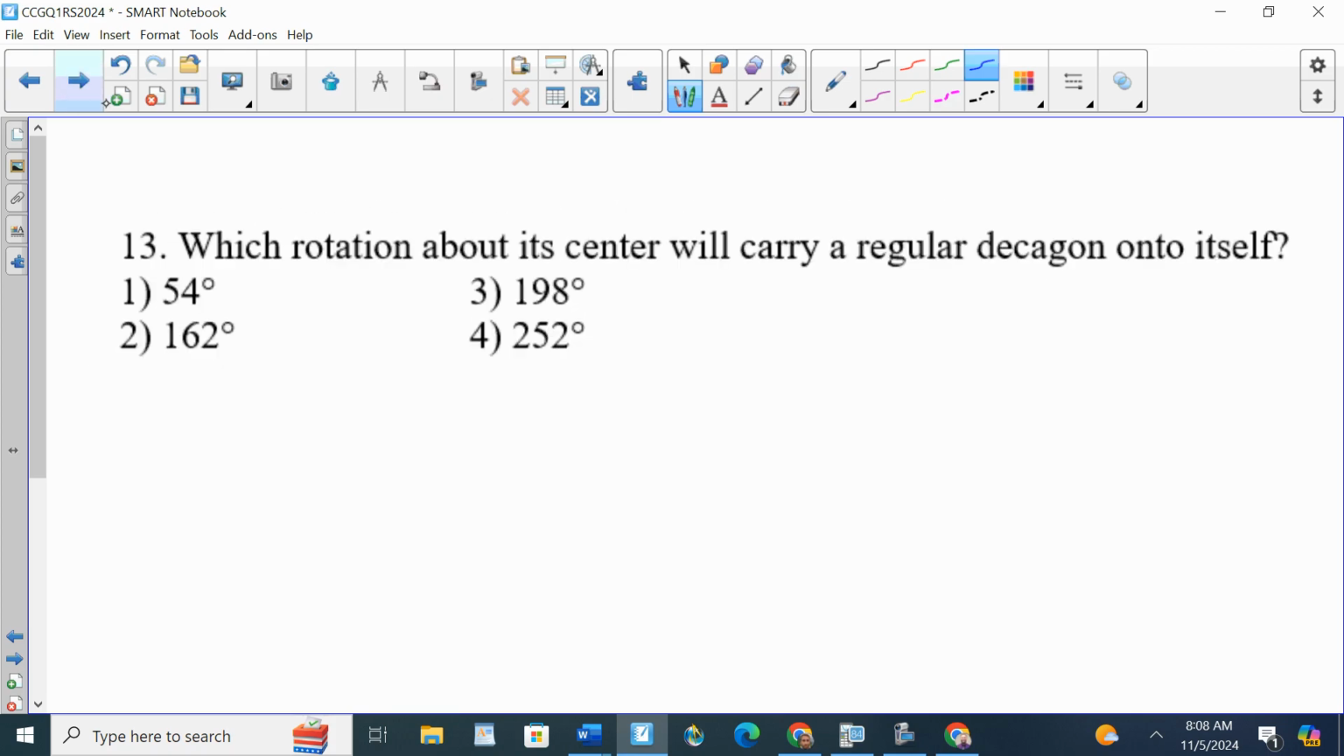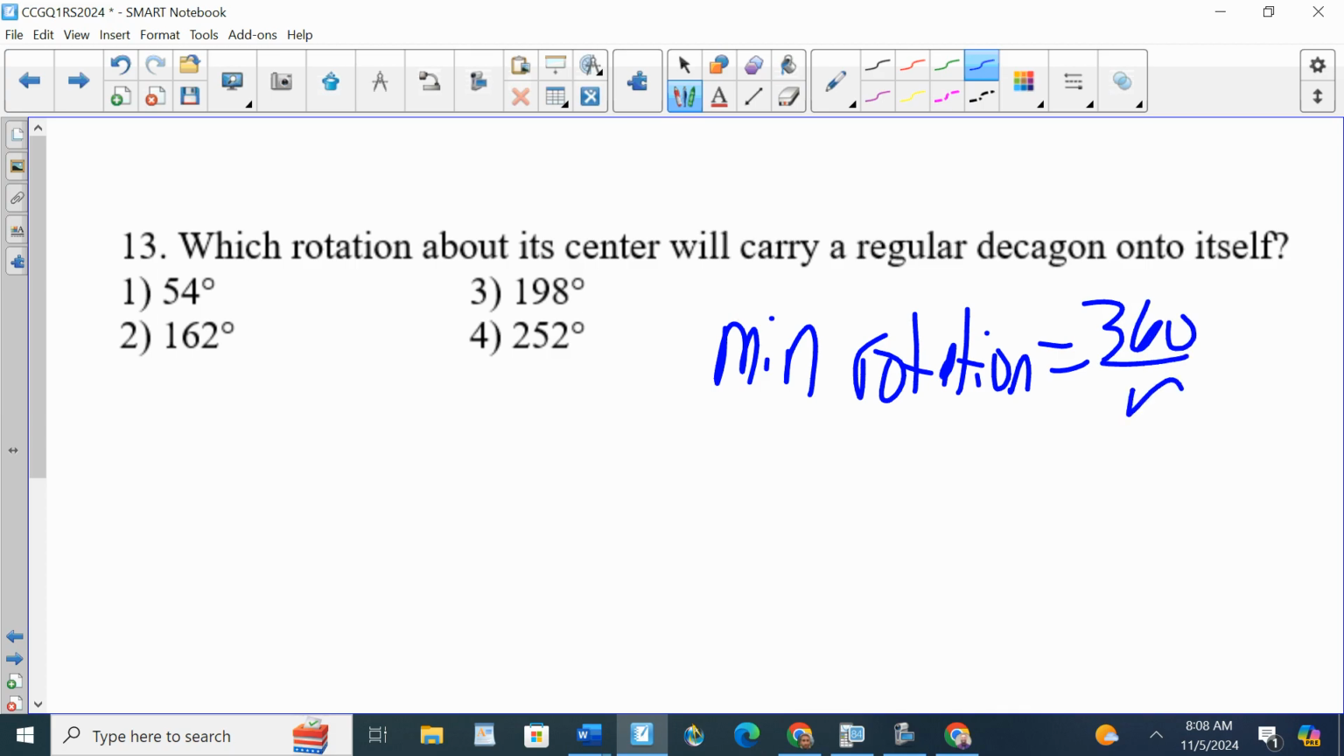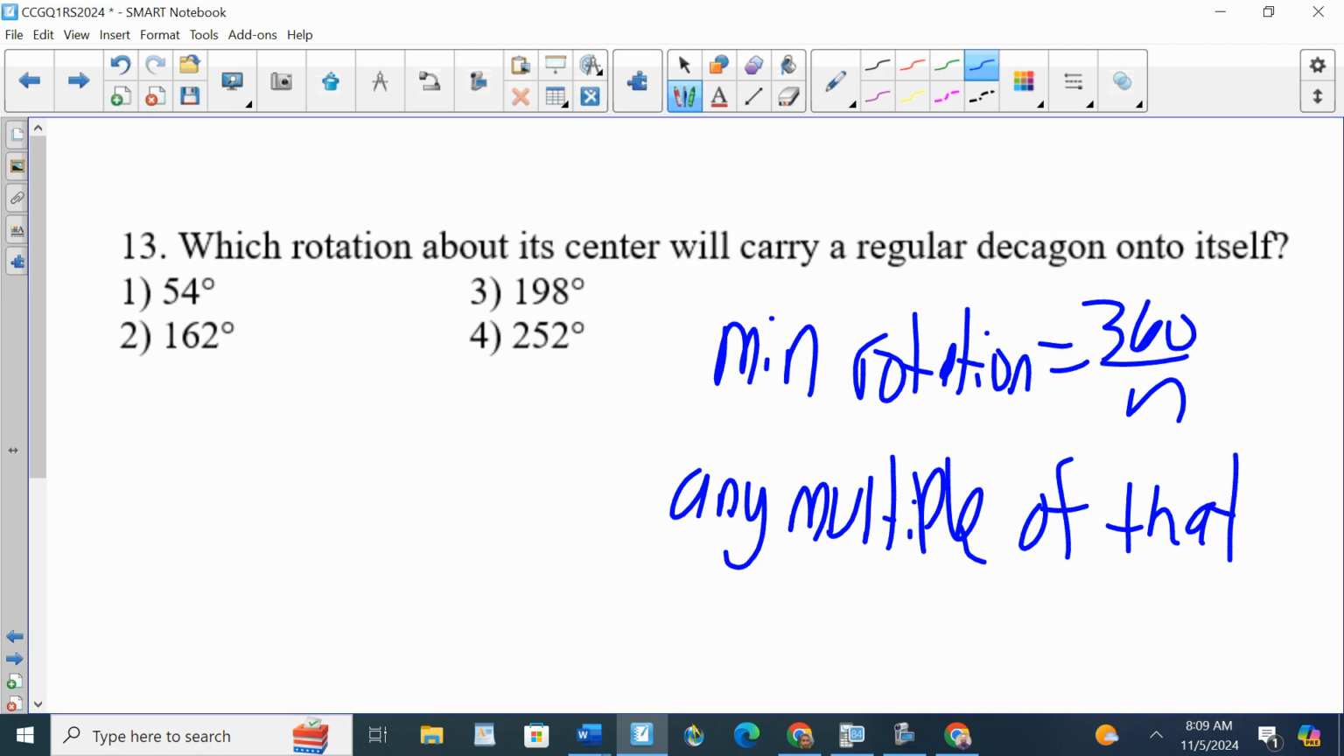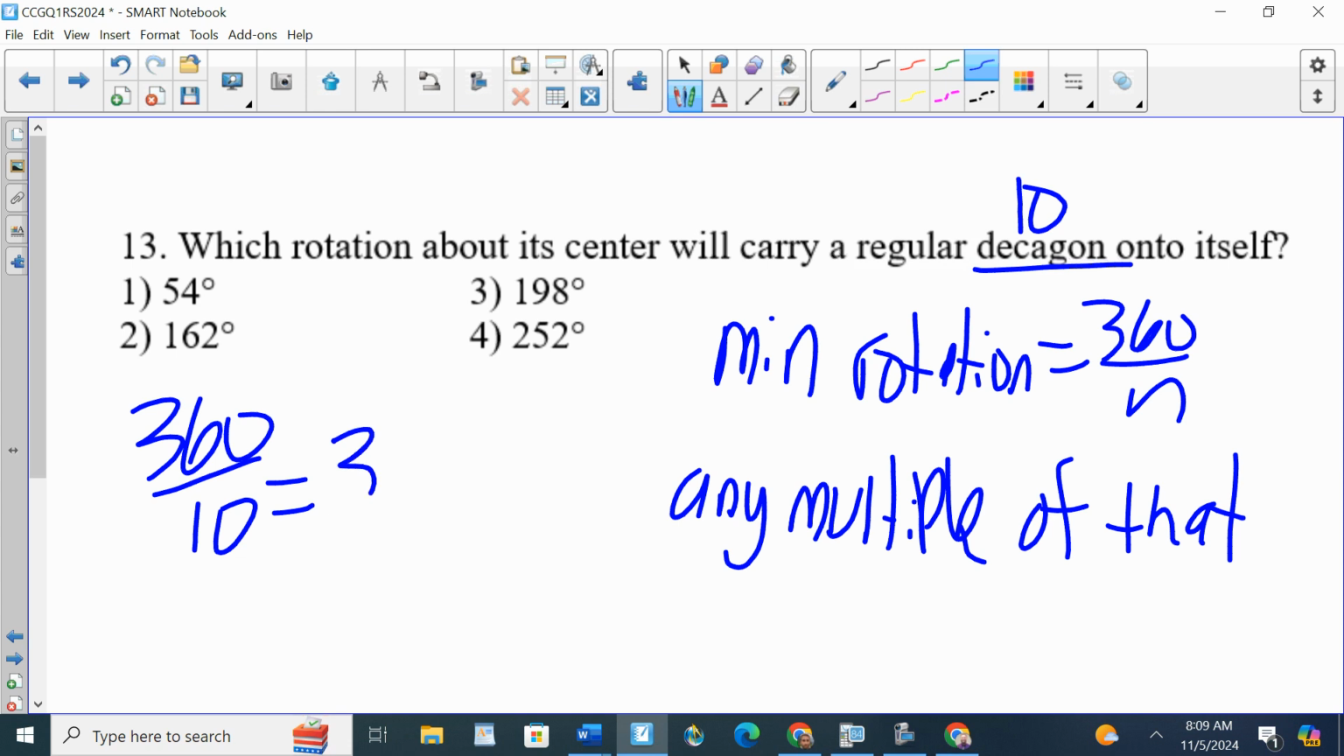So this is the second part of the song we did earlier. Line of reflection equals line of symmetry. Center of rotation equals center of shape. Minimum rotation is 360 over n and any multiple of that. To do your regular polygon rotations, you start with 360 over n. You need to know that pentagon is 5, hexagon is 6, octagon is 8, decagon is 10. So decagon is 10. I start with 360 over 10. I get 36.